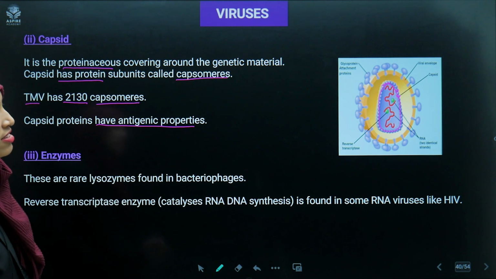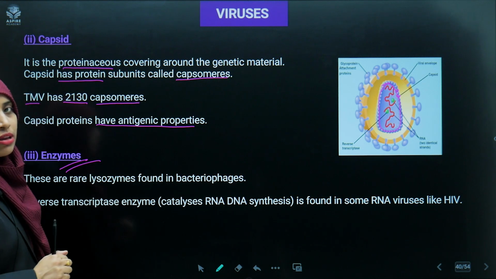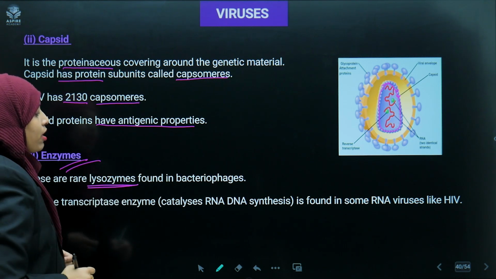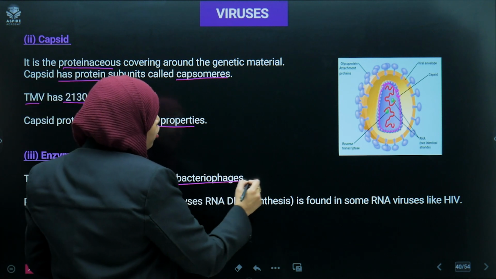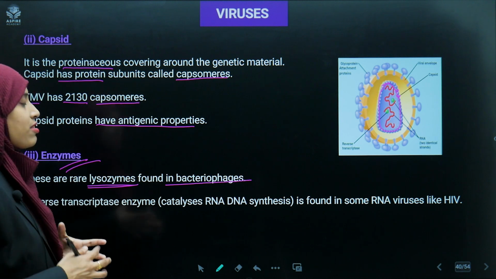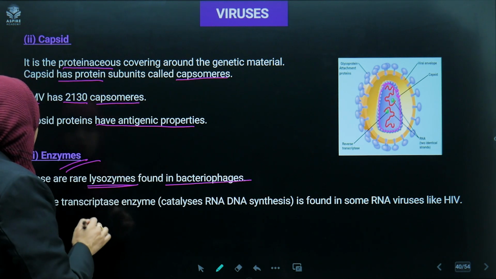Now we'll come to the enzymes which are present in the virus. So these are rare lysozymes. The enzymes that work as lysozymes are found in bacteriophage. So this is about the enzymes that work like lysozymes. They are present in bacteriophage.